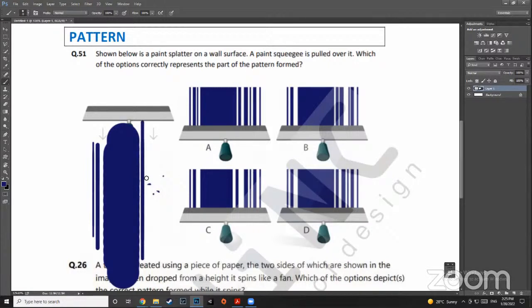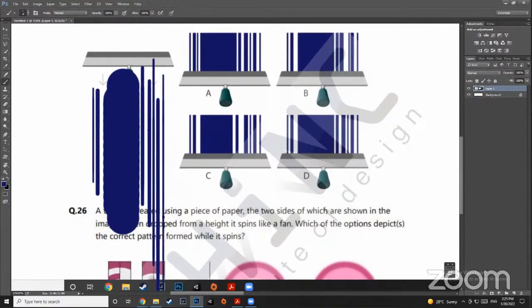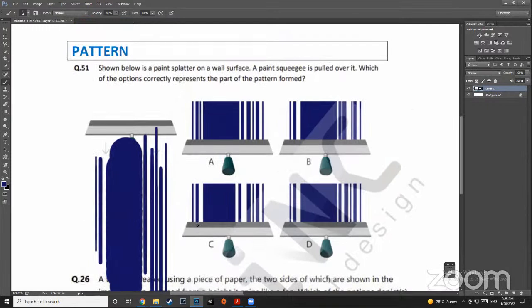So see, we are trying to figure out what sort of pattern it will make, and these patterns you will have to do mentally. I'm saying it again and again. This will make one. This will make one. This will make one, and finally this will make one, right? So now we can figure out which of these options is correct.